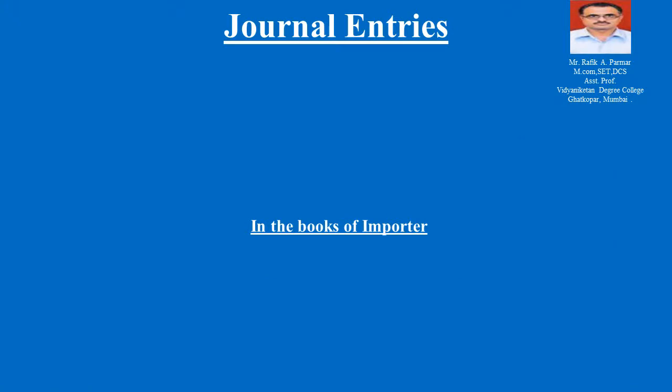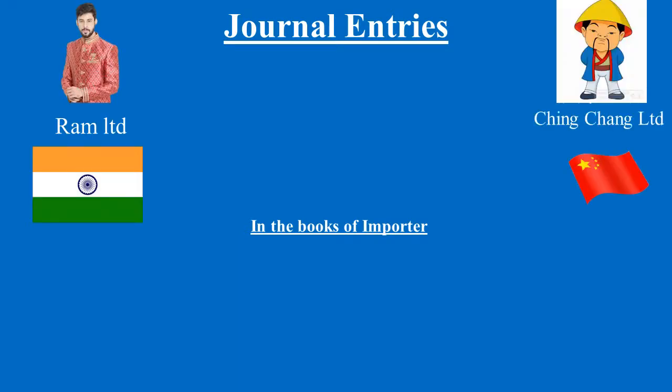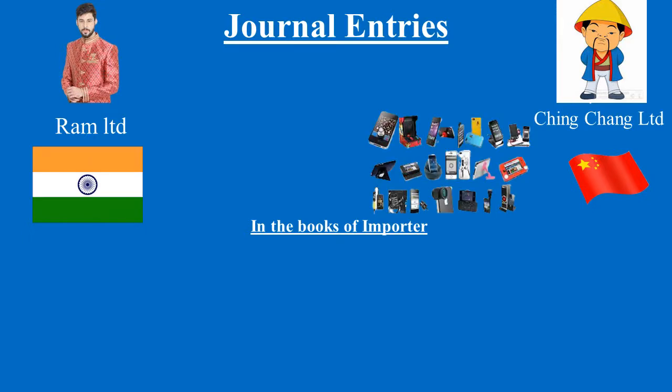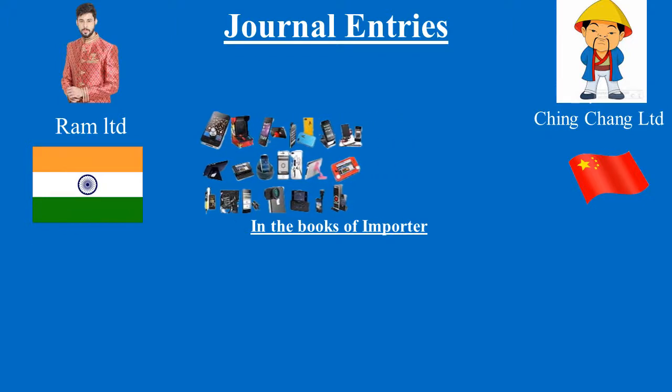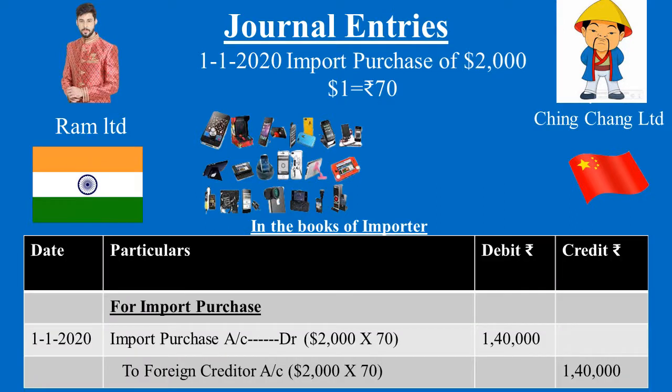Now let us see how to pass journal entries in the books of the importer. There are two parties, Ram Limited from India and Ching Chang Limited from China. Ram Limited from India is purchasing electronic items from Ching Chang Limited of China. This transaction is on 1st January 2020. There is an import purchase of $2,000, and the rate of $1 as on 1st January 2020 is rupees 70. Now let us see what the journal entry for this transaction will be.